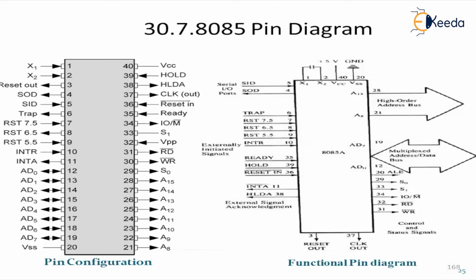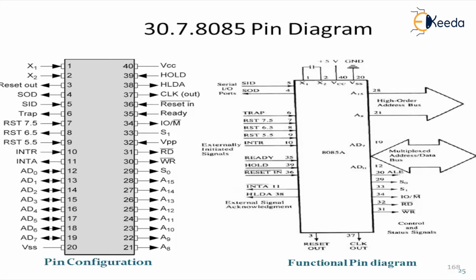Now, here we have the 8085 pin diagram. So you should be aware of which pin goes out and which pin comes in. So you have the serial input pin which goes in and the serial pin which comes out. Then you have the reset signals, then the trap signals. Similarly, you have hold and acknowledgement signals. So the high order address bus, which is unidirectional, and then you have the multiplex address bus, which is going from one signal to the other signal, that is reset out and the clock out.